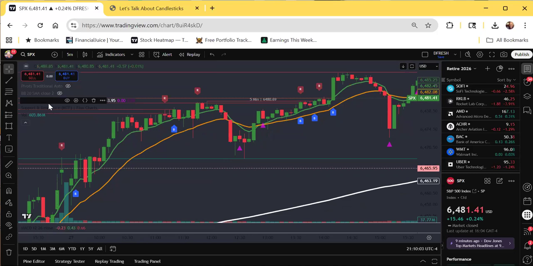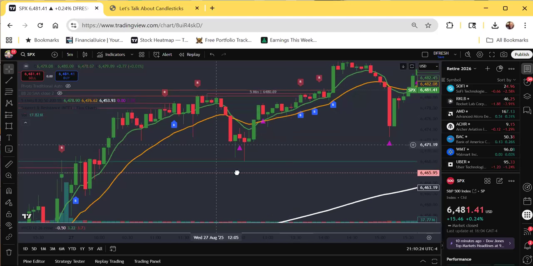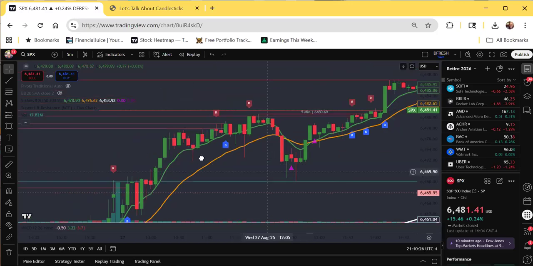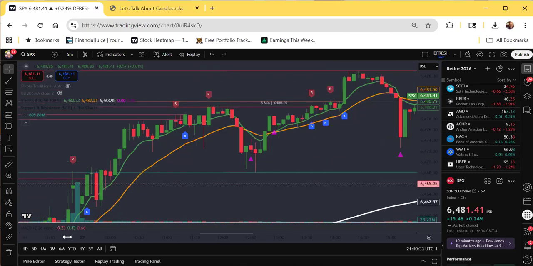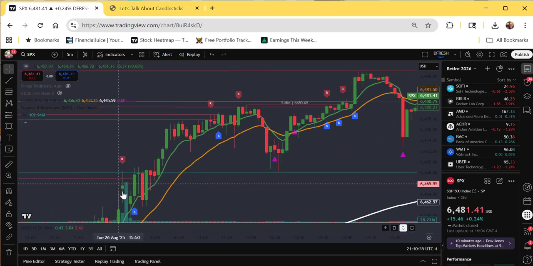And this indicator, the red lines, is multi-time frame support and resistance. It's called Support and Resistance MTF multi-time frames by Flux Charts. I have it set to give me my resistance and support levels at the 5 minute, and since this is SPX, which moves so fast, it also gives me resistance levels at the 30 minute as well.